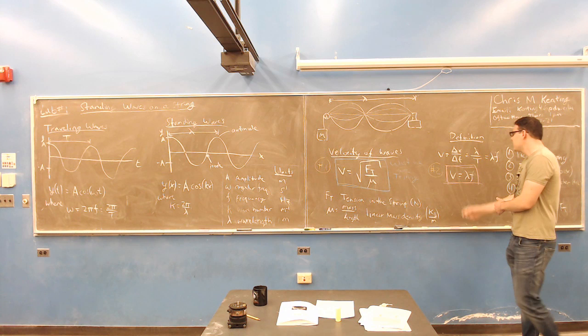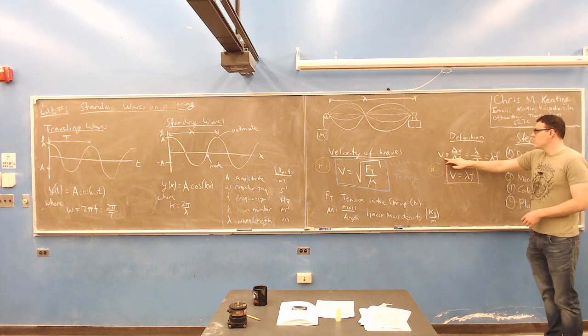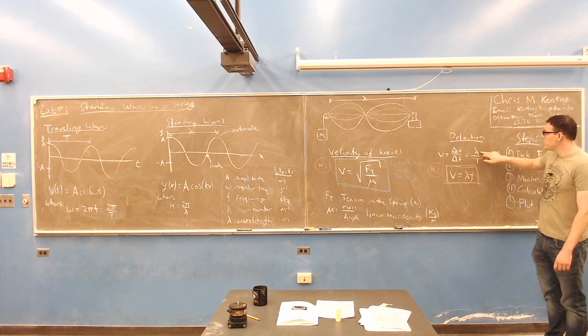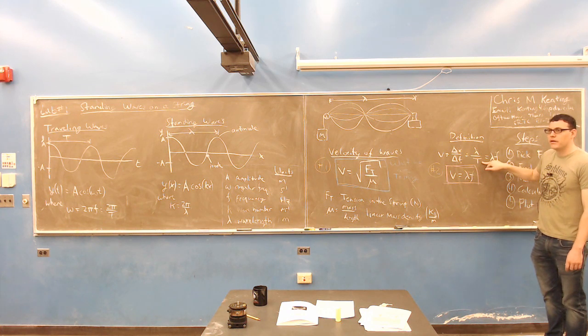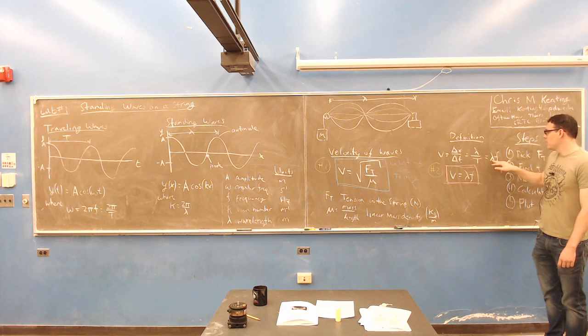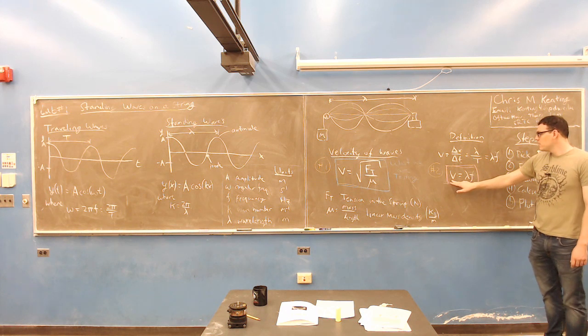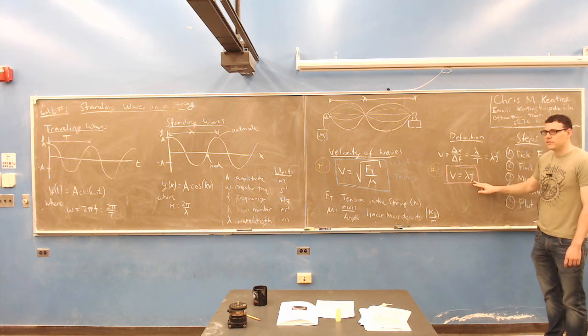All right, but the definition of velocity is the change in x over the change in time. But in this system, the change in x is the wavelength, and the change in time is just the period. And so if I change the period to a frequency, I get that it's equal to lambda f. So this is another formula that shows up a lot. The velocity is equal to lambda times the frequency.